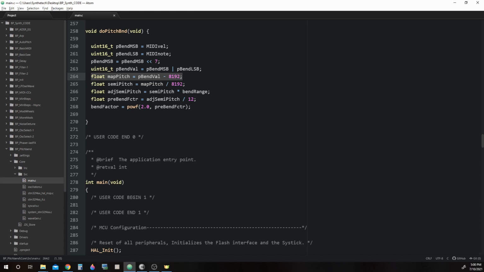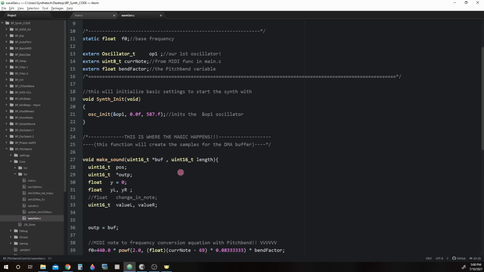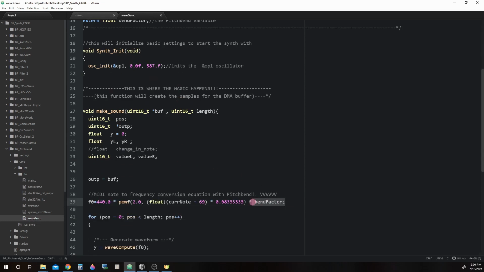Now let's modify the code in wavegen.c so we can apply the PitchBender to our note frequency. So in Atom, let's just go ahead and take a look at wavegen.c. And you'll see right here, bend factor is multiplied against our original MIDI note to frequency conversion. It's fairly simple when you get to this point.